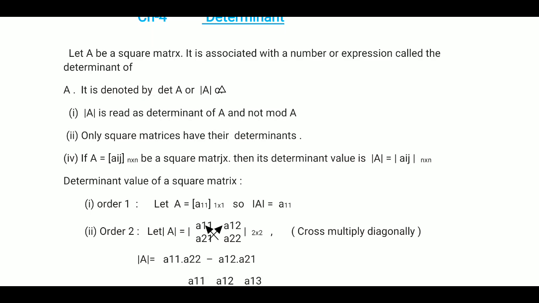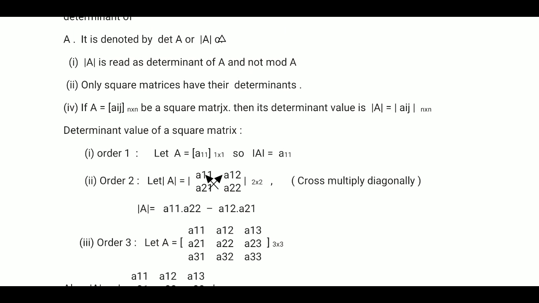If a matrix A is equal to Aij of order n cross n, a square matrix, then its determinant value is determinant A is equal to Aij, determinant n cross n, read as of order n. Now, how will you calculate the determinant value of a square matrix?